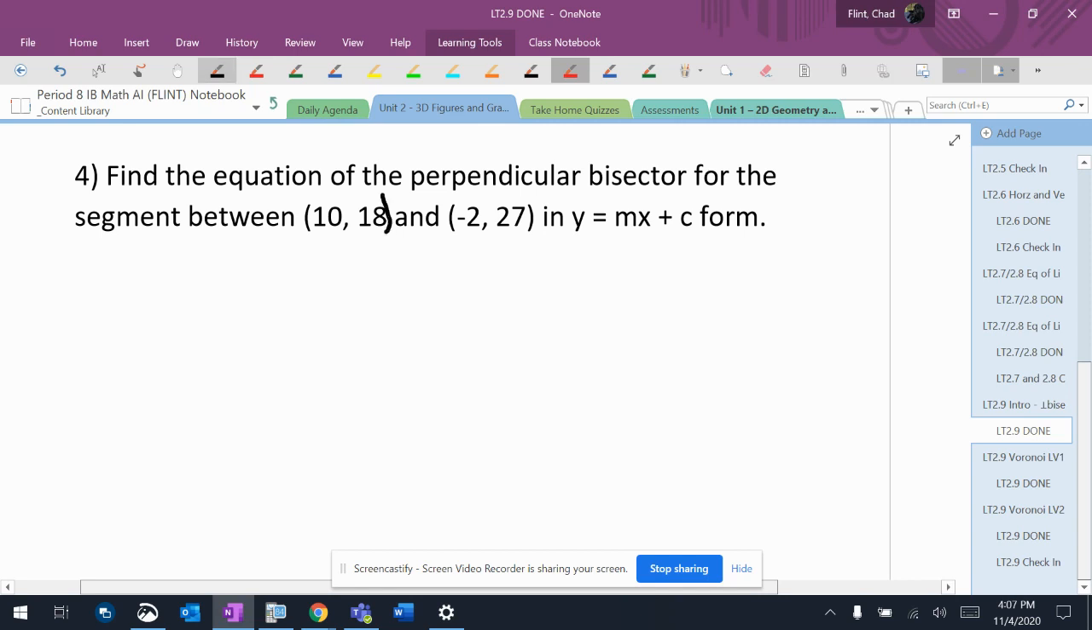So again, we're looking for a perpendicular bisector. I forgot a parenthesis there. In the form y equals. All right, so I'll have to play around with it at the end again. Perpendicular slope necessary, midpoint necessary.